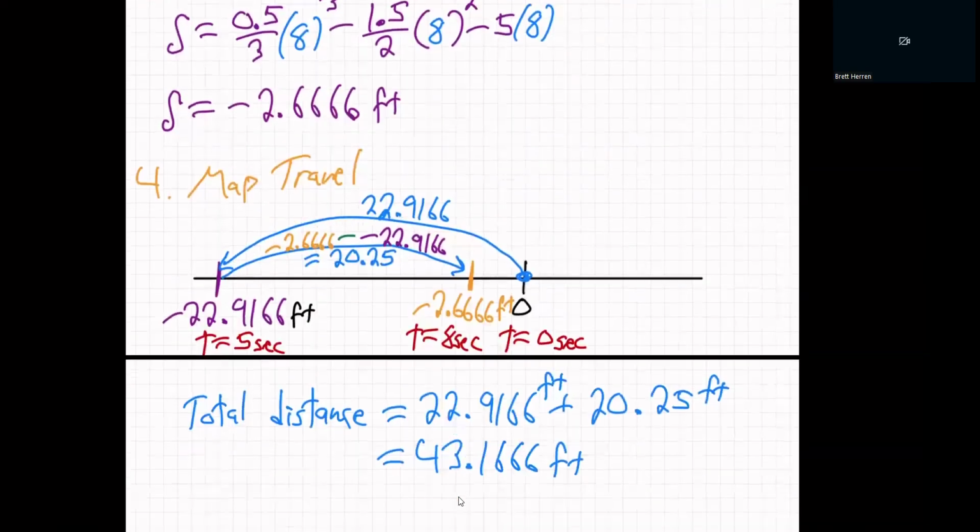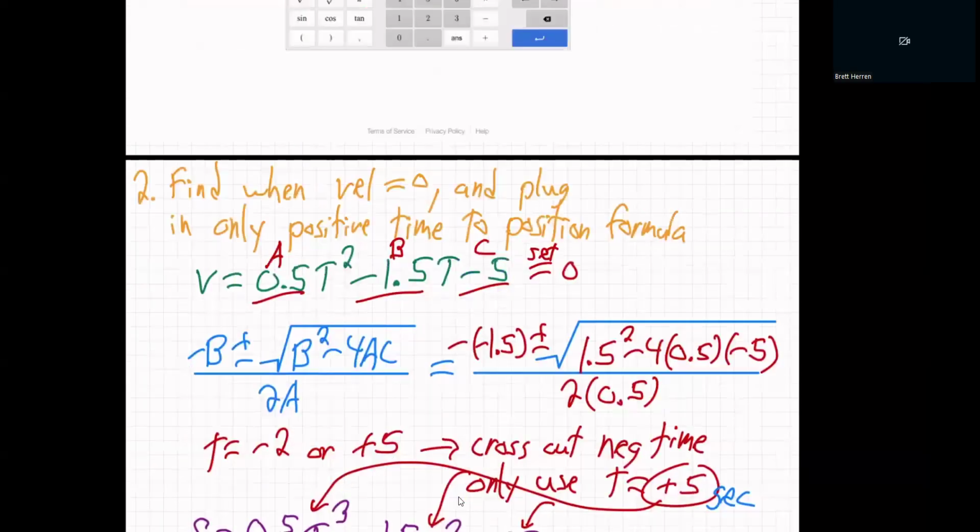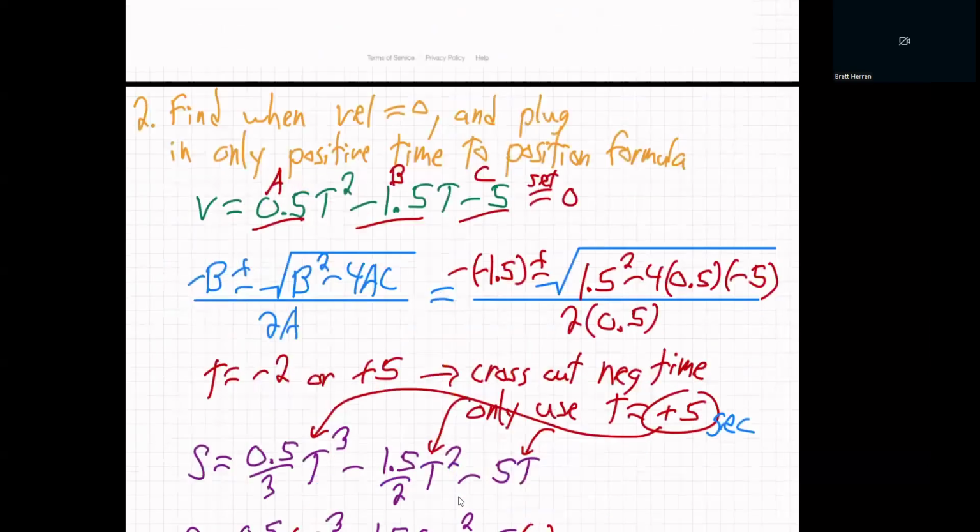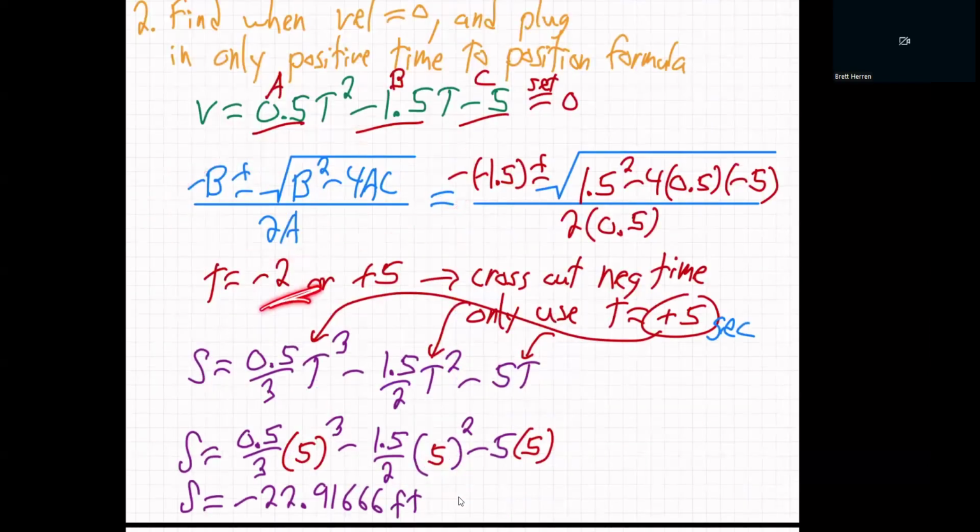So now we know the particle started off at 0. It went back to negative 22.9166 and stopped. Right there, it stopped for just a split second. It stops. How do I know? Well, that's what I did in step 2. I found when the velocity was 0. I took the velocity equation, set it equal to 0, put it into the quadratic, and found negative 2, cross out negative time, positive 5.